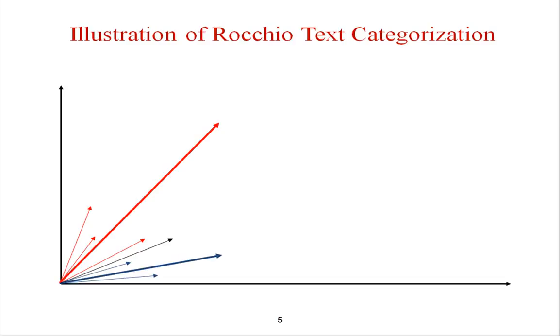Now suppose a new document came, represented as a black vector. Then we will calculate the cosine of the angle with respect to the red centroid and with respect to the centroid of the blue vectors. Now as it is smaller, this black document, the document represented as a black vector, will be part of the blue document set.